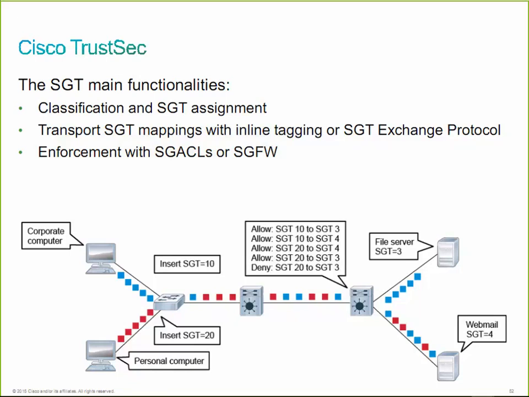We can implement permit policies, deny policies based on the source and the destination, not packet, like we would normally do in a network-centric architecture, but based on the security group tag. And we use these things called SGACLs, security group access control lists, that allow us to identify that component, and SGFW as well, security group firewalling.